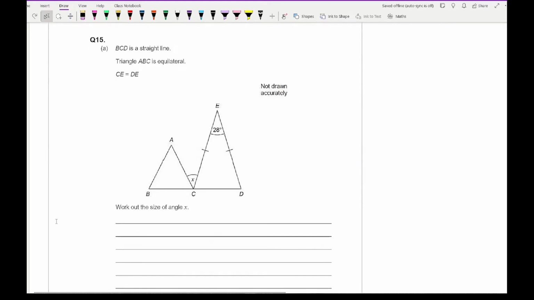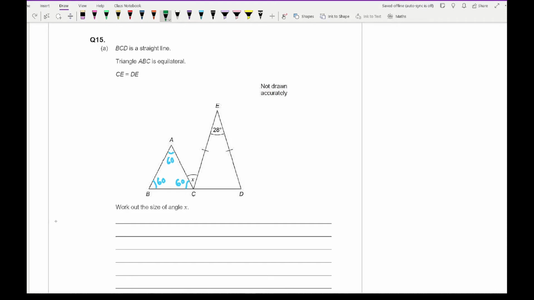Moving on to question 15, it says that BCD is a straight line, triangle ABC is equilateral, and CE is equal to DE. The question is asking us to work out the size of angle X. So if ABC is an equilateral triangle, then this angle here is going to be 60, and so is this one, and so is this one.